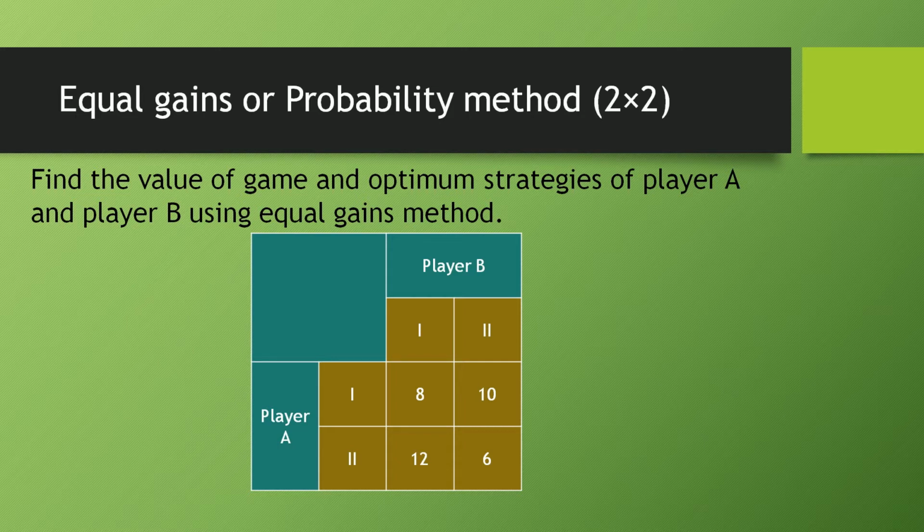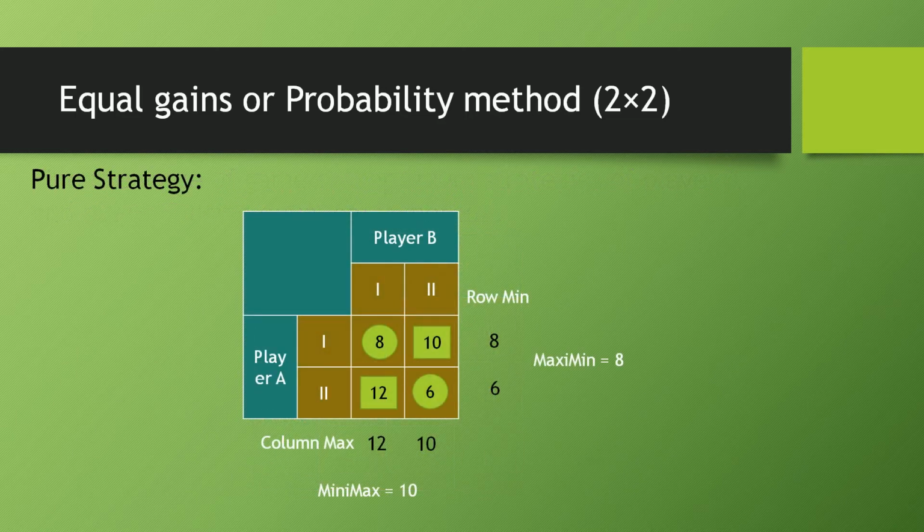Find the value of game and optimum strategies of player A and player B using equal gains method. So the payoff matrix is given in the table. Now let us first solve this question using pure strategy just to know whether saddle point exists or not. So first we find the row minimum. The row minimum for first column is 8. The row minimum for second column is 6 that we have highlighted using circles.